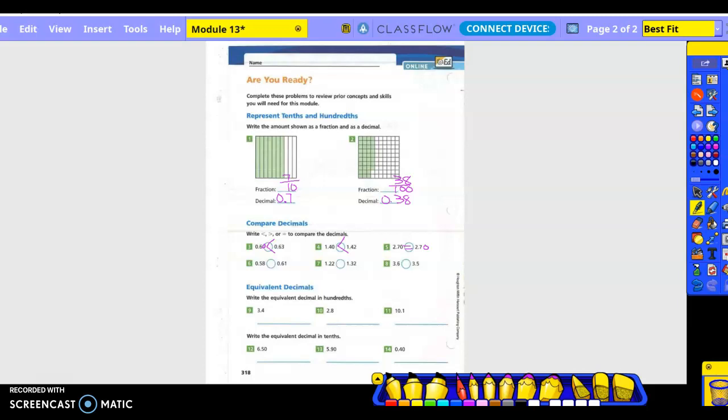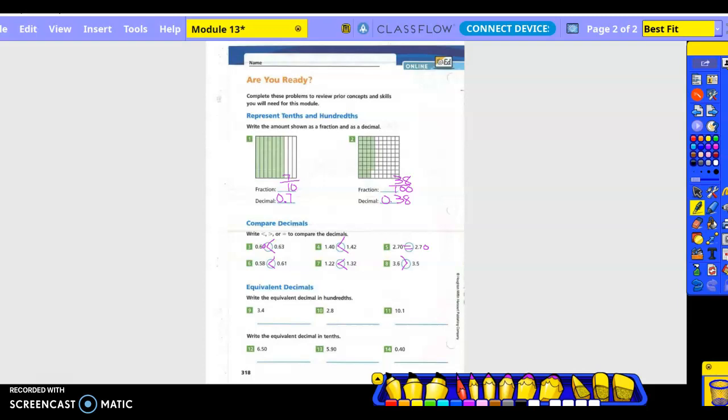Okay. So 58 hundredths is less than 61 hundredths. 1 and 22 hundredths is less than 1 and 32 hundredths. 3 and 6/10 is greater than 3 and 5/10. So basically, we want to get our place values to hold the same amount, right? Whether it be tenths or hundredths, thousandths, right?